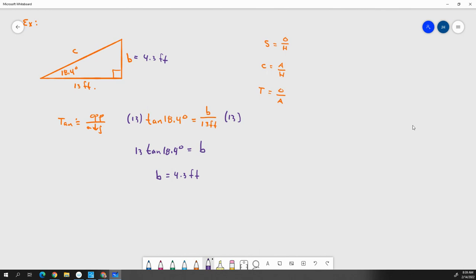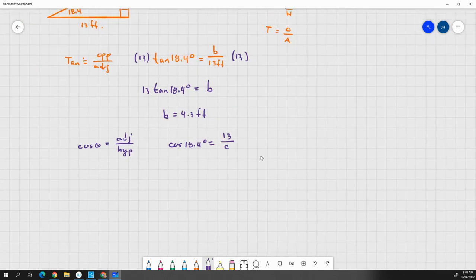I actually have to use either cosine or sine, right? I'm going to use cosine. Why? Because I can. So what do I know? I know that cosine of theta equals the adjacent over the hypotenuse, right? So cosine of 18.4 degrees equals 13 over C.